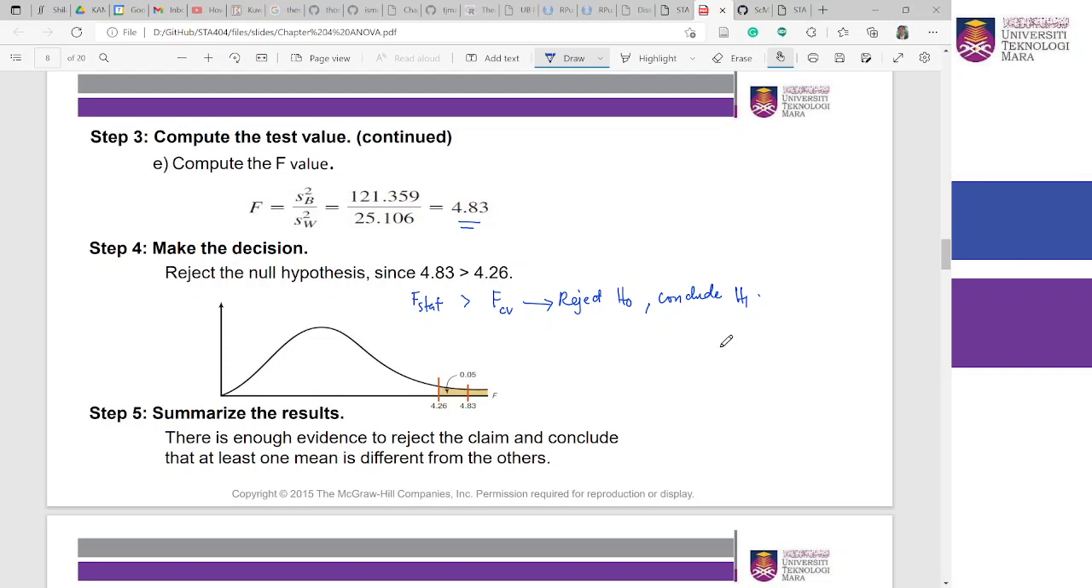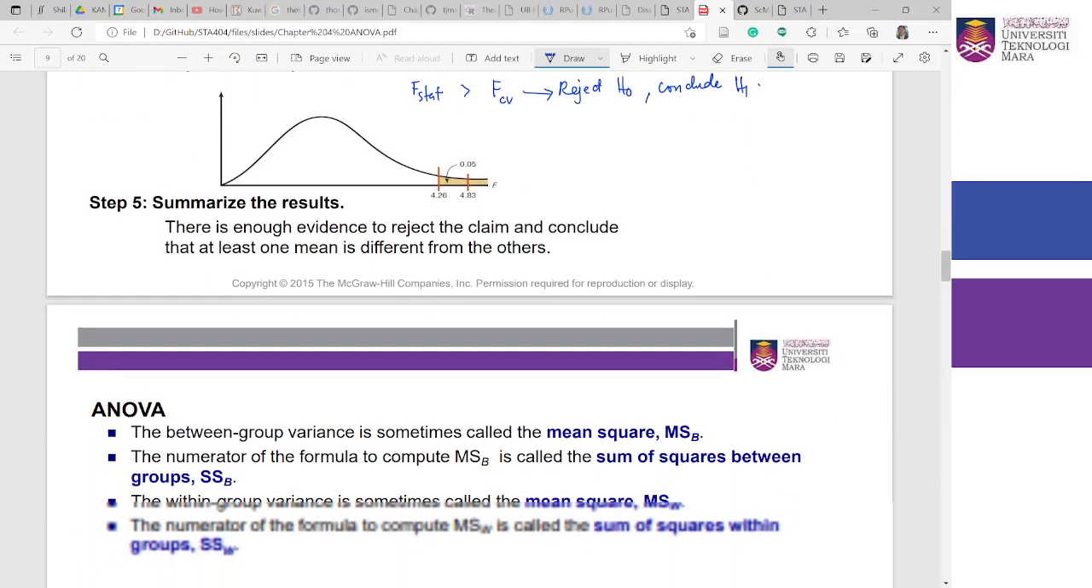For those yang buat ANOVA untuk you punya analysis, you can include that as an extra information to determine which one differ. Sebab yang tu kita boleh dapatkan daripada output. Nanti saya akan tunjukkan macam mana. Okay? Any questions so far?